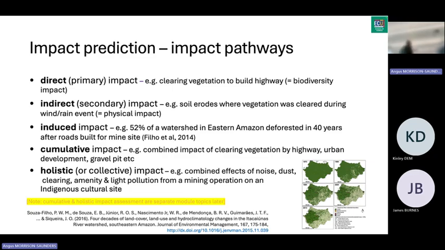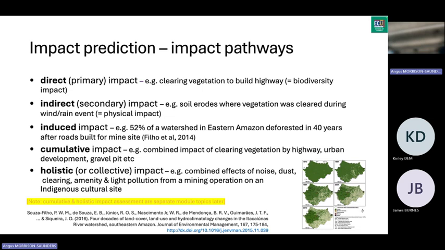And then this leads us to thinking about pathways, how impacts might move. So direct impacts, as I said, are very easy to work out. If you smash down a bunch of vegetation, it's very obvious. You've just cleared it. You've sent the bulldozer in, you've smashed it down. Then what happens? Well, the trees have gone, and the next time the wind blows or the next time it rains heavily, the soil washes away. So there's a secondary impact.